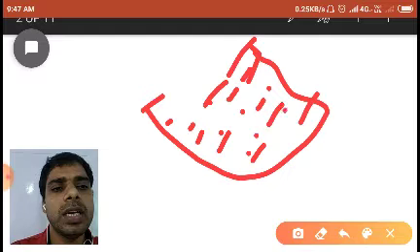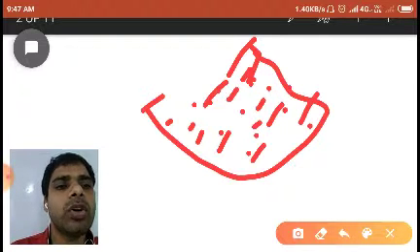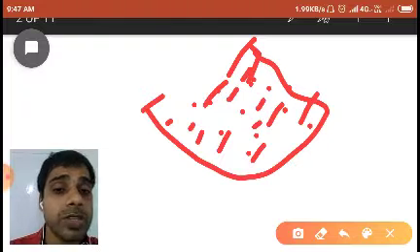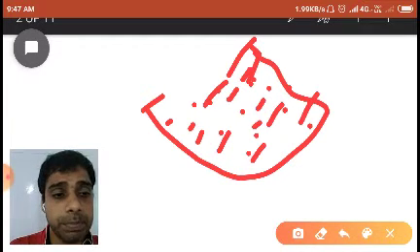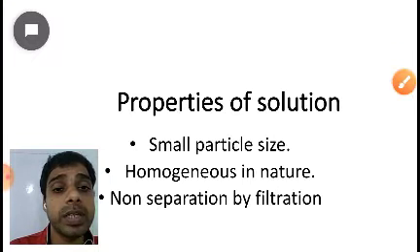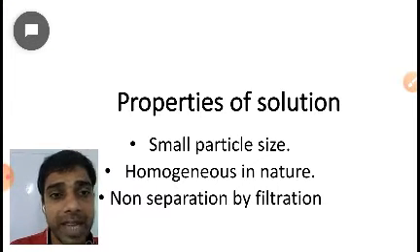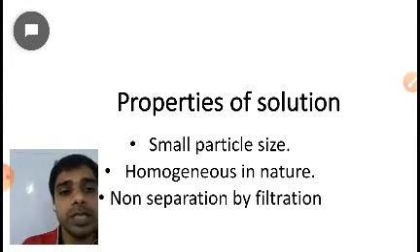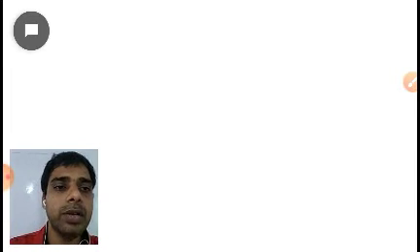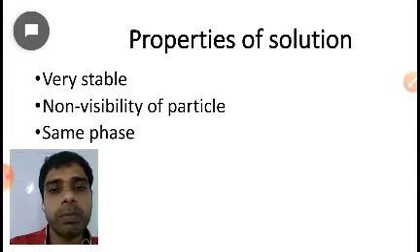If salt is dissolved in a solution, it cannot be filtered by any method, because it can pass through any filter paper. So we can say that we have discussed three properties: small particle size, homogeneous in nature, non-separation by filtration. Then we will talk about the next properties.